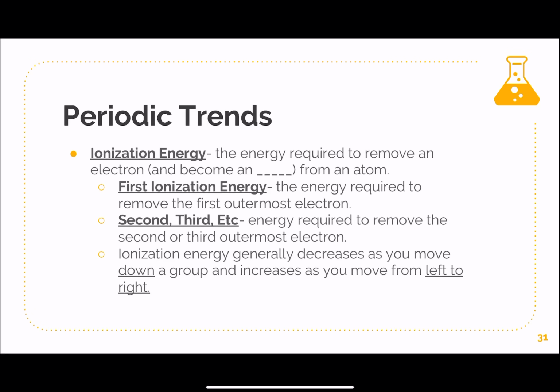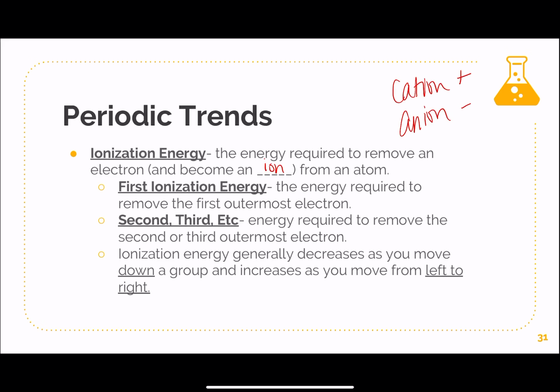The next trend we're going to talk about is ionization energy. Ionization energy is the energy required to remove an electron. What does it become when you gain or lose an electron? It becomes an ion, right? This specifically says remove an electron. So if something loses an electron, it's a cation. Cations are positive, and it has lost an electron. If something gains an electron, it is an anion, which is negative.